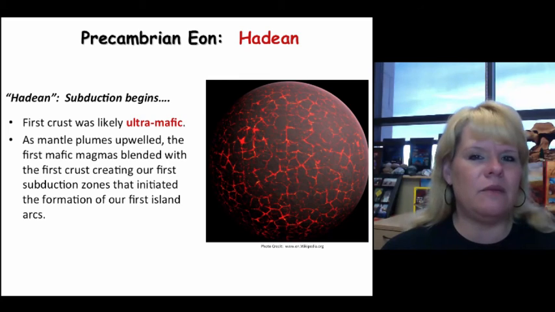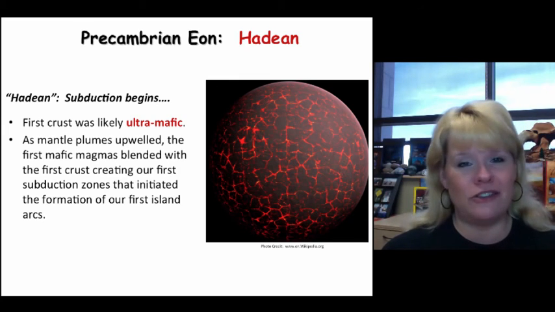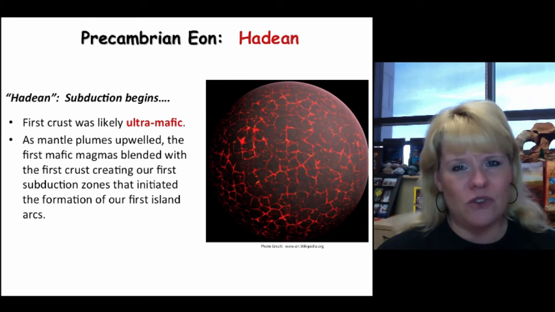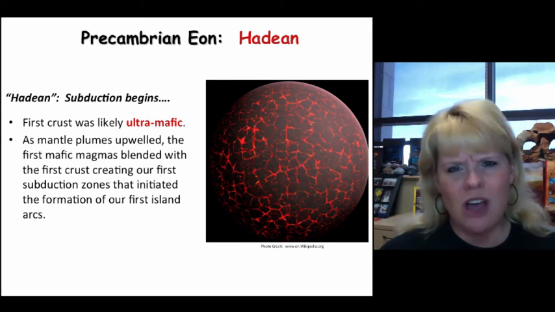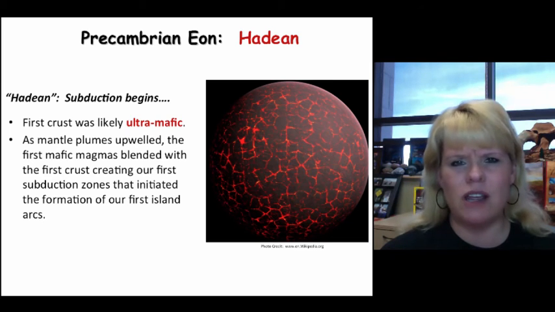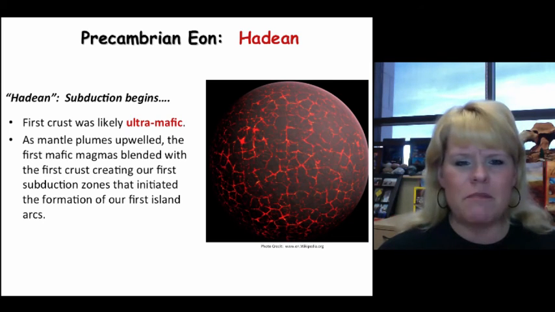Somewhere in the Hadean, it has to be that subduction began its process. The first crust was likely ultramafic. We know that even the deepest parts of the mantle are ultramafic. And so during the Hadean time frame, when the Earth was much hotter, that's pretty much what we should have been cranking out, ultramafic and mafic type rocks.